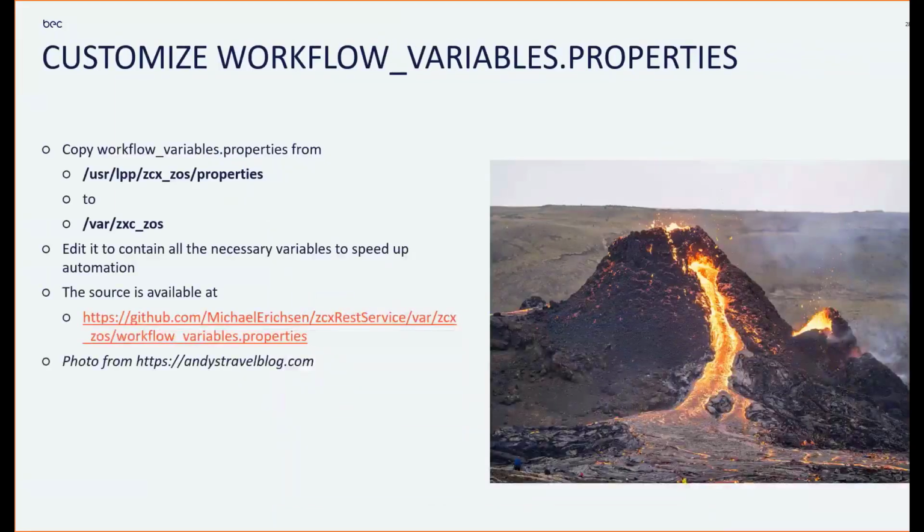The parameter file is called workflow-variables.properties, and you copy it from the usr/lpp directory to a var directory. Edit it to contain all the necessary variables to speed up automation, that's IP addresses and the name of your own system, etc. Our source is available on GitHub at the link given here.